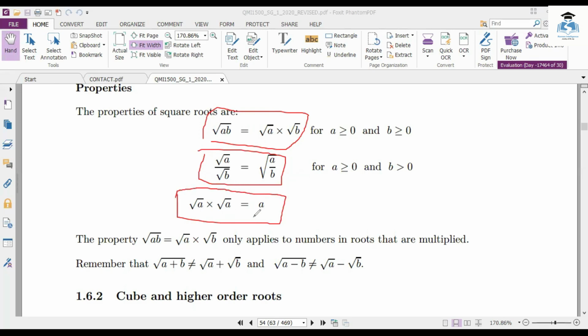Remember, I said root a is the same as a to the power half, right? So if you have root a times root a, it is the same as a to the power half times a to the power half. Then remember our properties, it is the same as a to the power half plus half, which is a to the power 1, which will give you a. So take note of this.